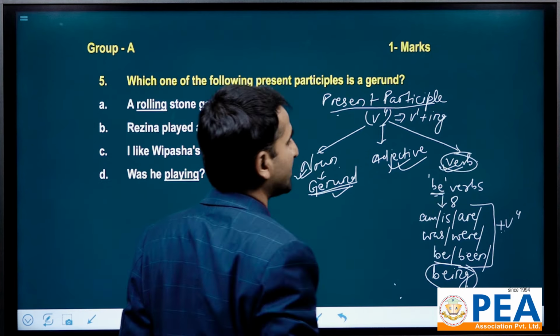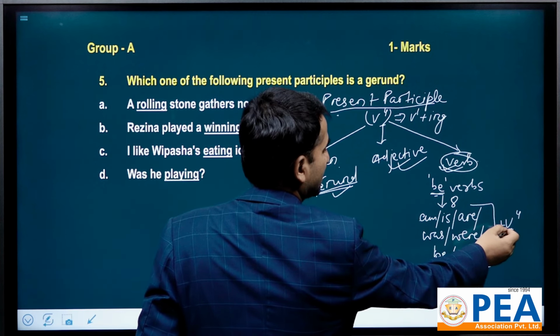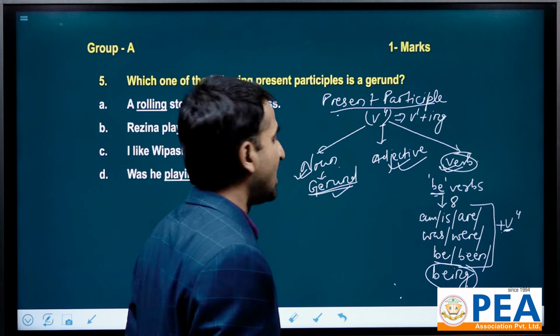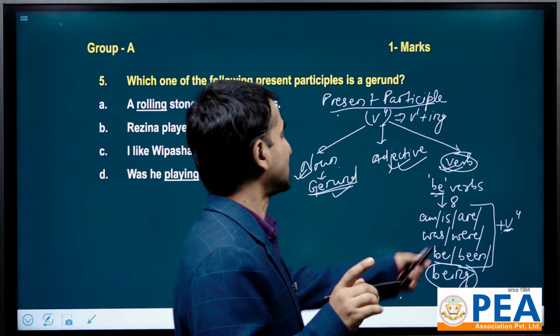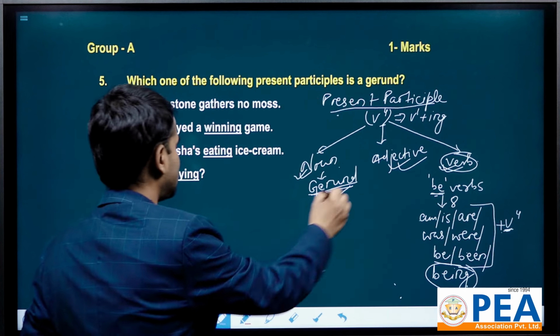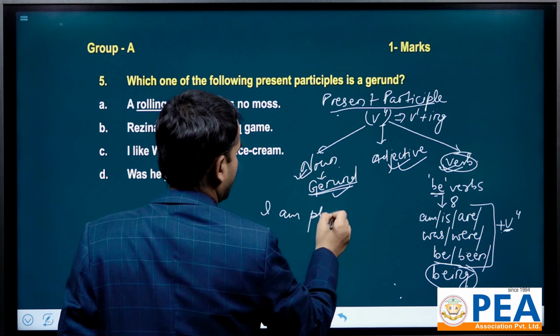There are 2 conditions. First, before that present participle, any of the be verbs should come. And another condition, that function should be done by the subject. Okay, like I am just writing an example. I am playing.